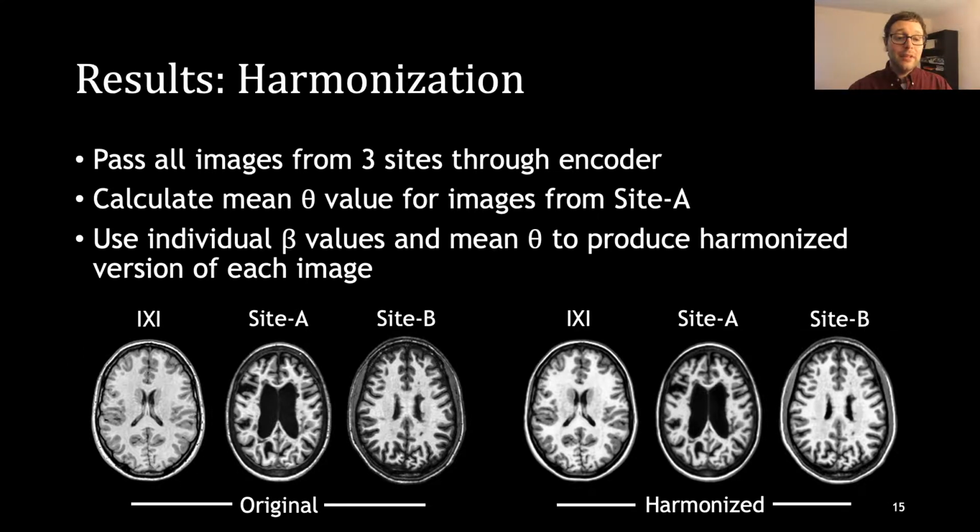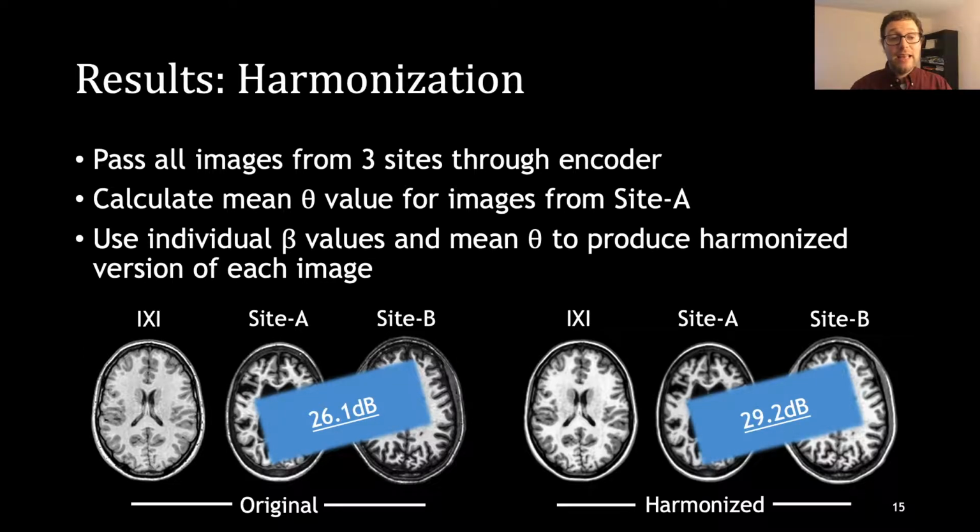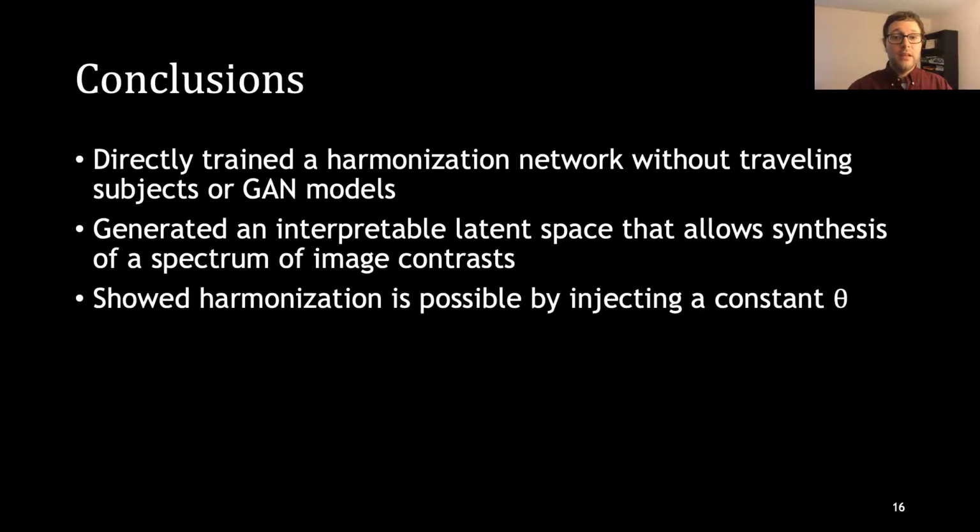We can do a limited quantitative comparison between Site A and Site B because we have a couple of overlapping subjects, but remember, these are very difficult to acquire. We can see that the PSNR has increased between the original images at 26.1 and the harmonized images at 29.2. So in conclusion, we've directly trained a harmonization network without traveling subjects or GAN models. We've generated an interpretable latent space that allows synthesis of a spectrum of imaging contrasts, and we've shown that harmonization is possible by injecting a constant theta value.